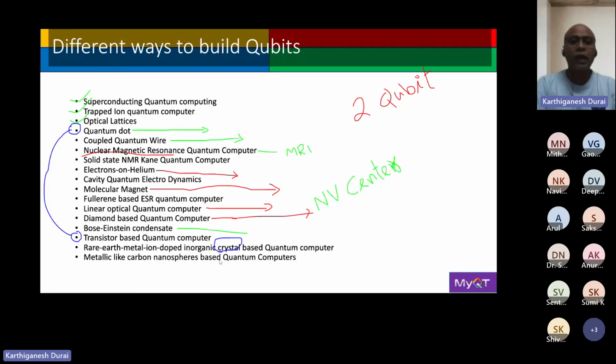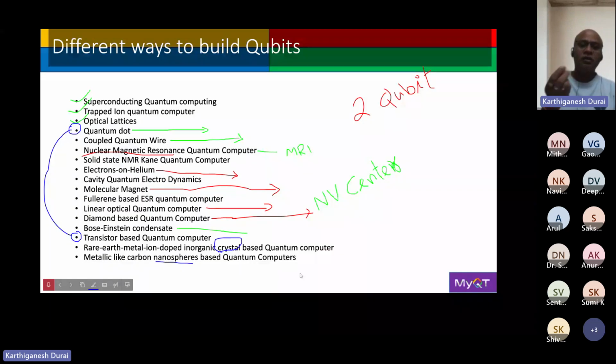Then metallic like carbon nanospheres. See, normally when we talk about nanotechnology with carbon, usually it will be a carbon nanowire, which is kind of a string. But in this approach, they are trying to create nanospheres, then use those nanospheres as a qubit, but that's still in the research phase, not fabricated yet.